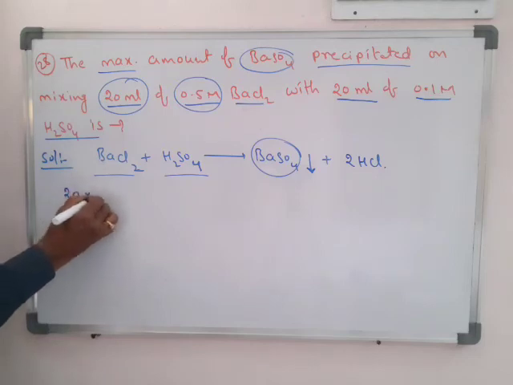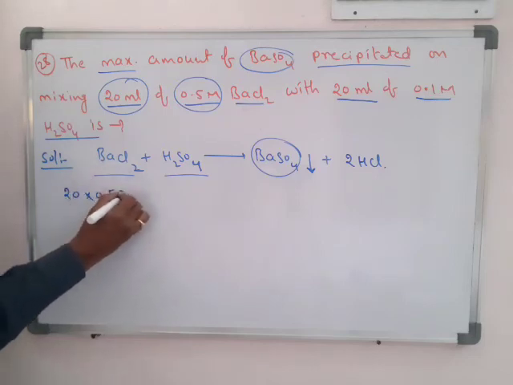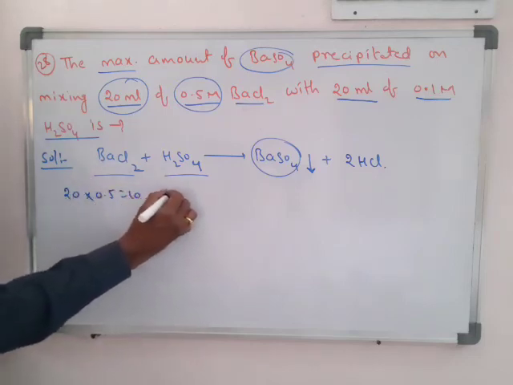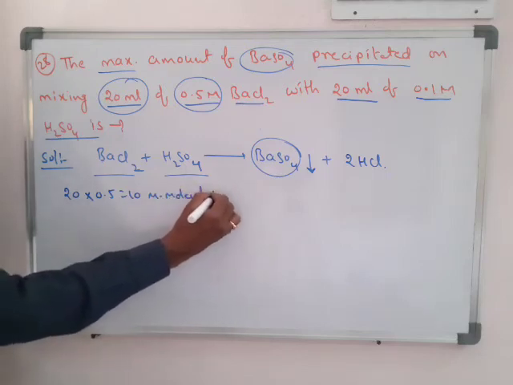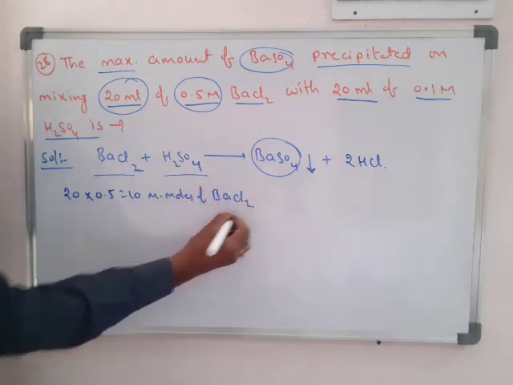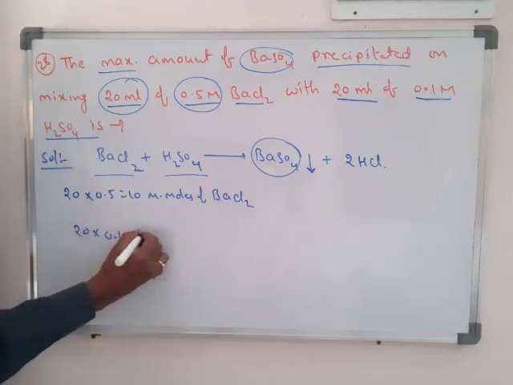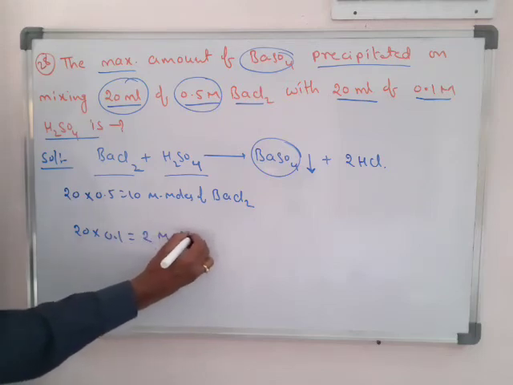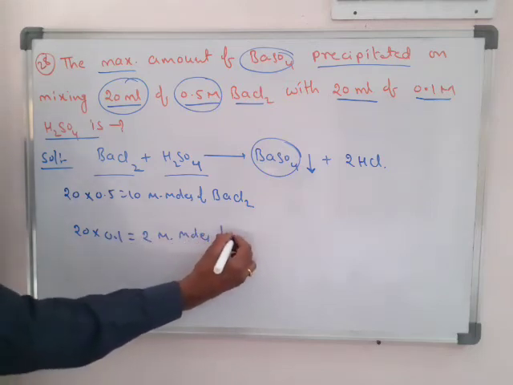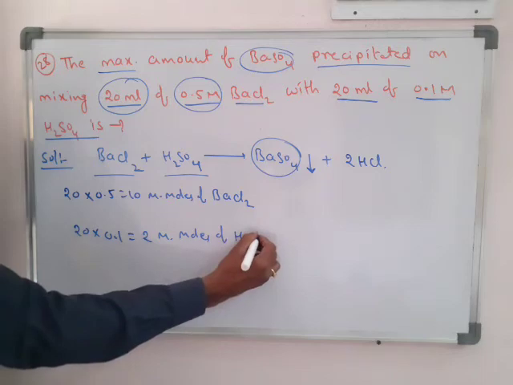So 20 into 0.5, that is 10 millimoles of barium chloride given. What about H2SO4? 20 into 0.1 M, that is just 2 millimoles. 2 millimoles of H2SO4 given.